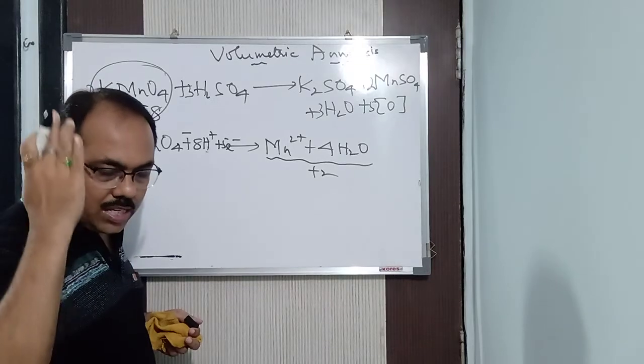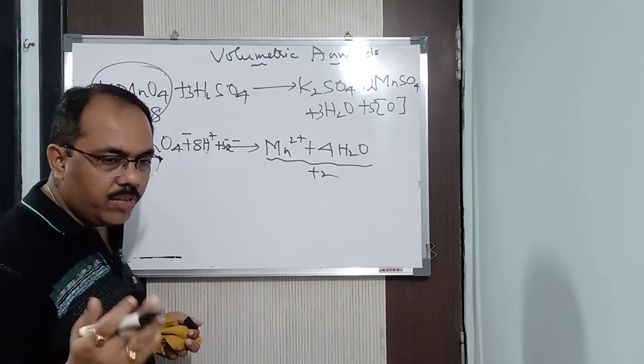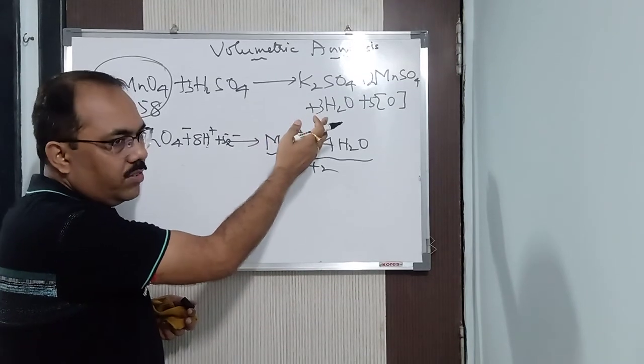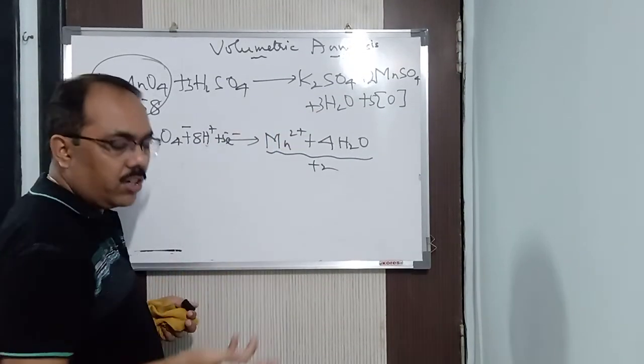Alright? So in this way, the medium will be given. According to different medium, there are different reactions, and for different oxidizing agents, different numbers of nascent oxygen and different numbers of electrons.